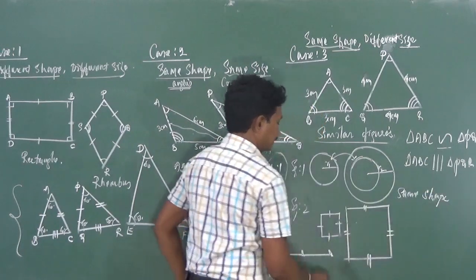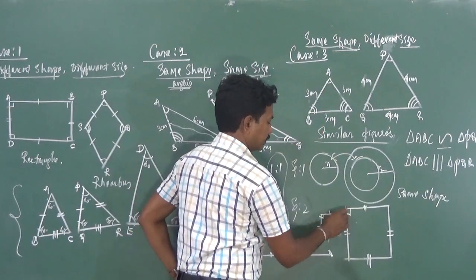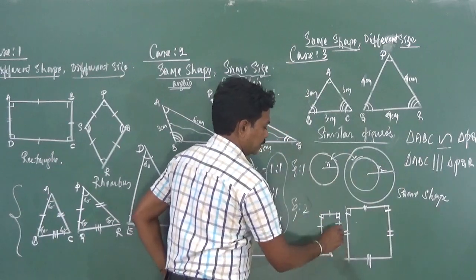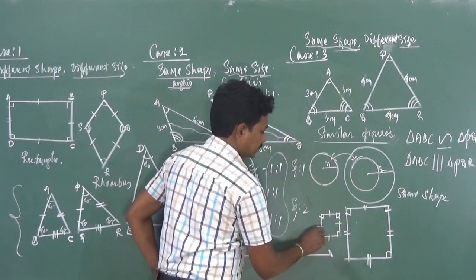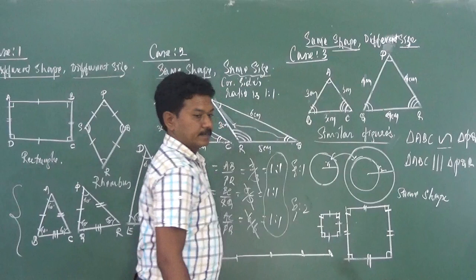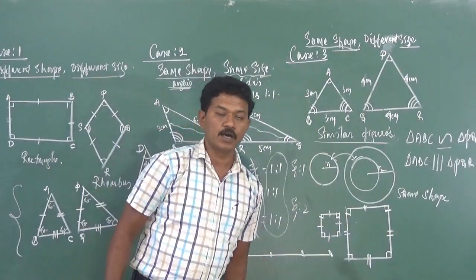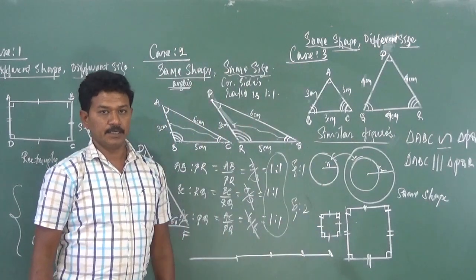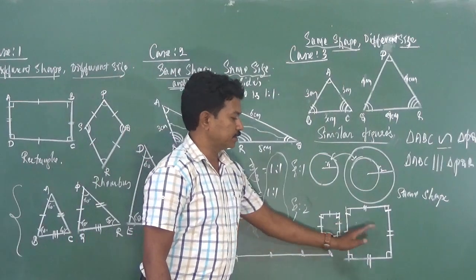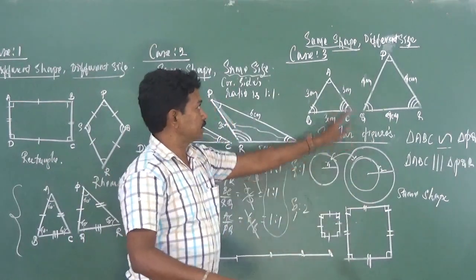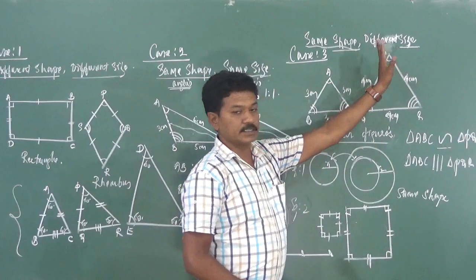So, let us look at the angles. This is 90 degrees, this is also 90, this is 90, 90 degrees, 90 degrees, 90 degrees, and 90 degrees. So, they have to be equiangular. If 2 polygons have to be similar, similar means they have the same shape but different size.